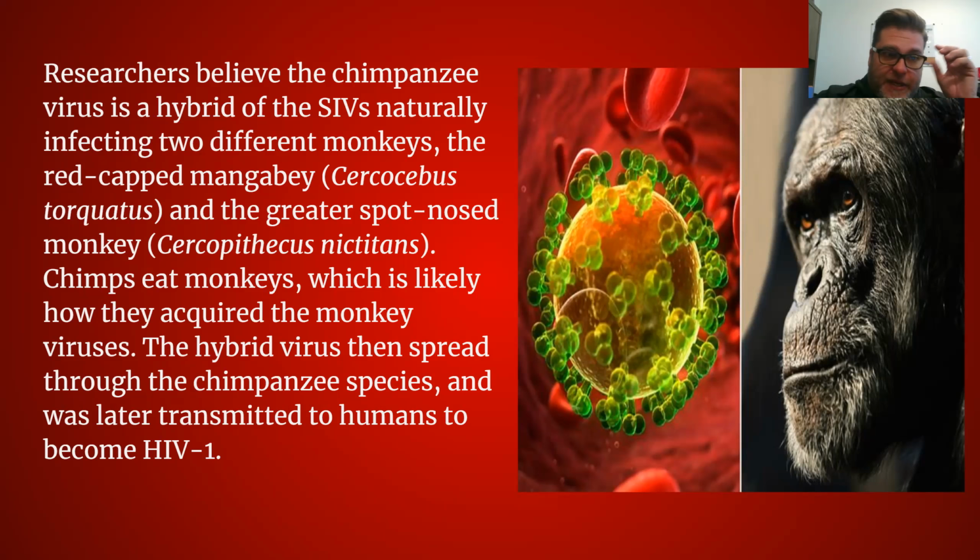And what they believe happened is chimps ate a monkey that was infected with SIV and developed this new hybrid virus. And this new hybrid virus then spread through the chimpanzee species and was later transmitted to humans, becoming HIV-1.